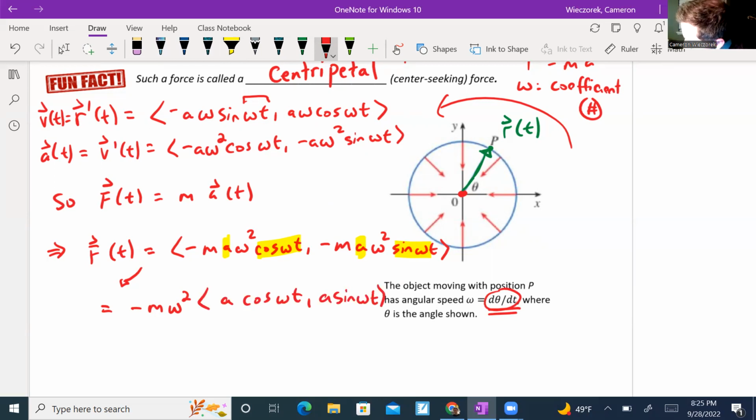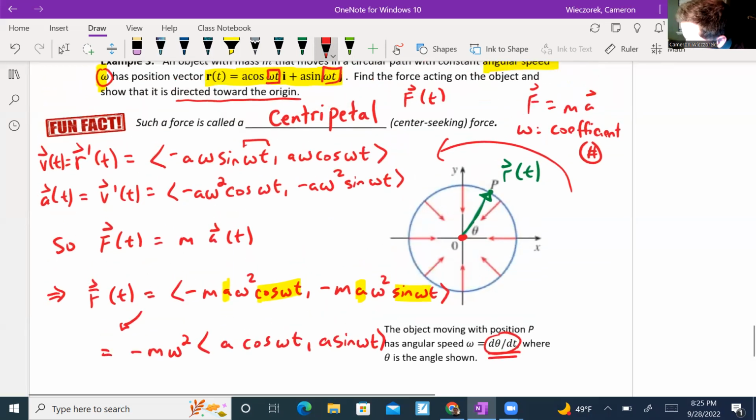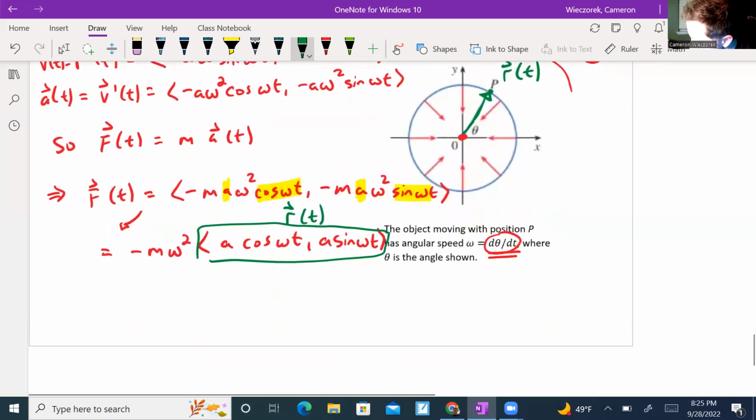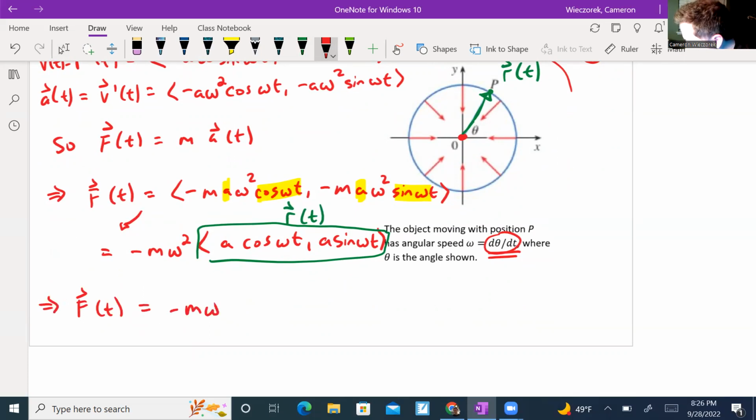The reason I'm doing that is because that actually expresses this new force vector in terms of the original position vector we were already given. This right here is r of t. So I'm going to write this force. This implies that force is equal to negative m omega squared times r of t. It's just a scalar multiple of your original position vector.